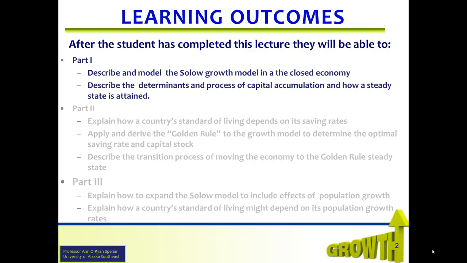In Part 2, the student will be able to explain how a country's standard of living depends on its saving rates. Apply and derive the golden rule to the growth model to determine the optimal saving rate and capital stock. Describe the transition process of moving the economy to the golden rule steady state.